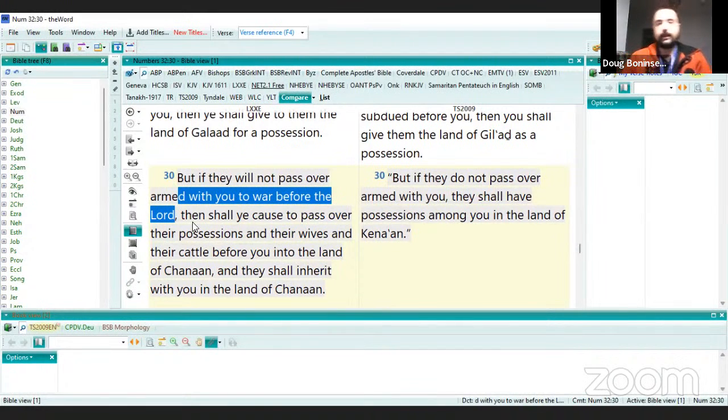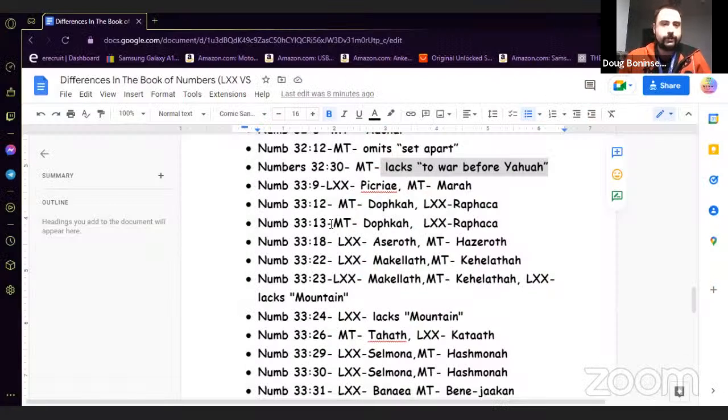And again, I don't know a lot of these traditions of the rabbis. There could be revisionist history that Yahuwah wasn't going to be with the children of Gad and Reuben because they wanted to stay behind and have their own sin. Who knows? You never know. There's crazy rabbinic traditions out there. But "to war before Yahuwah" is not there in the Masoretic.